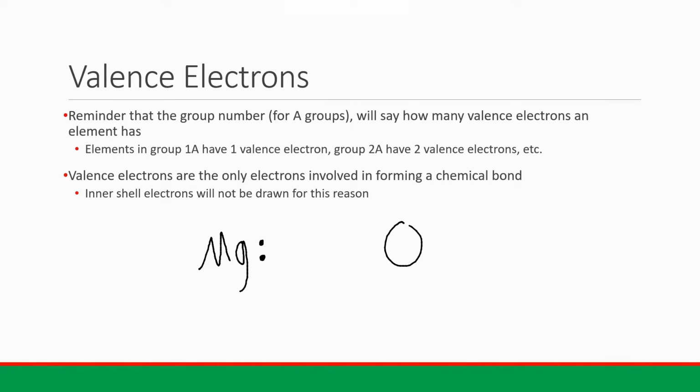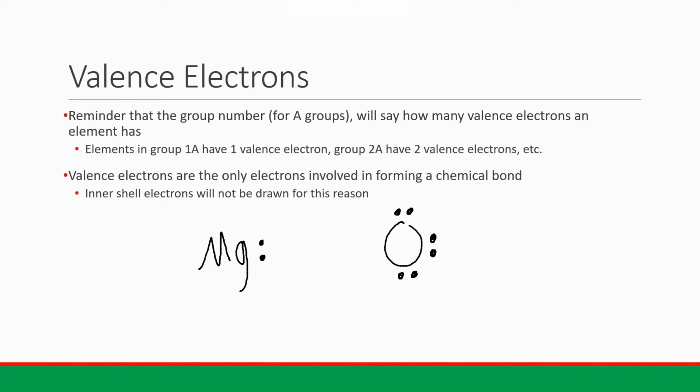And then for oxygen, which is in group 6A, it has 6 valence electrons due to it being in group 6A. So I'm just going to simply draw 6 valence electrons. So I'll draw 2 here, 2 here, and another 2 here. A nice thing to do is to basically just assume that your molecule is in a box and you can only put 2 electrons per side of that box.